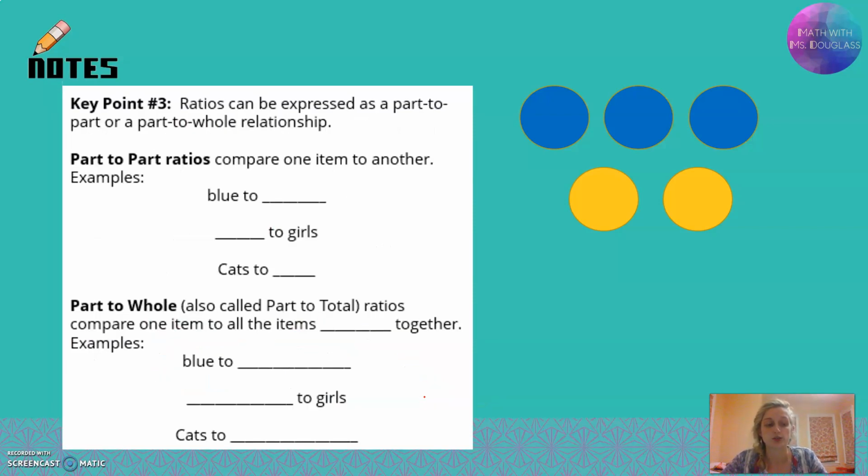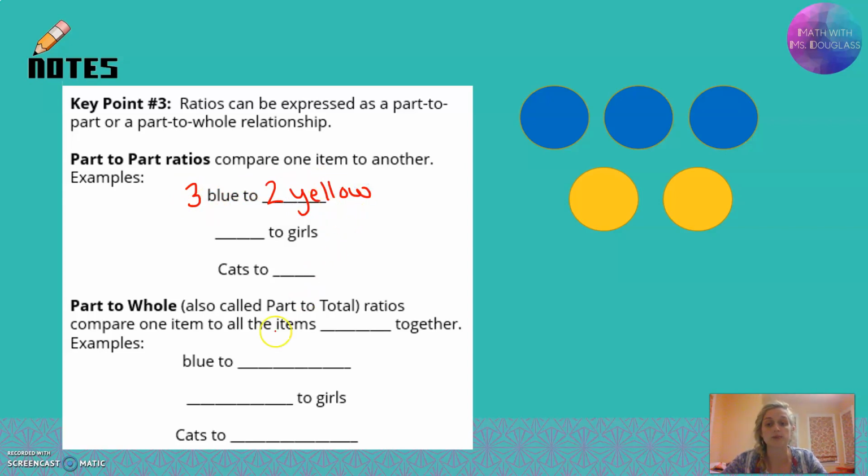Okay, there are 2 ways that we can think about ratios. We have 3 ways to write them, 2 ways to think about them. Ratios can be expressed as part-to-part or part-to-whole relationships. Let me show you what I mean by that. So a part-to-part is saying, there are 3 blue to every 2 yellow.